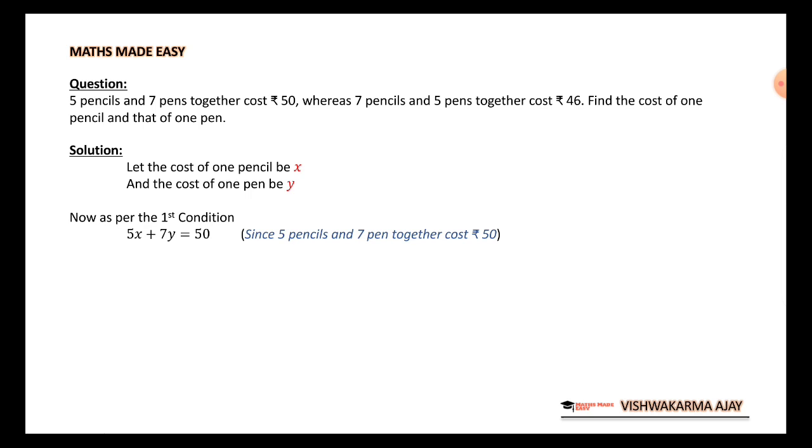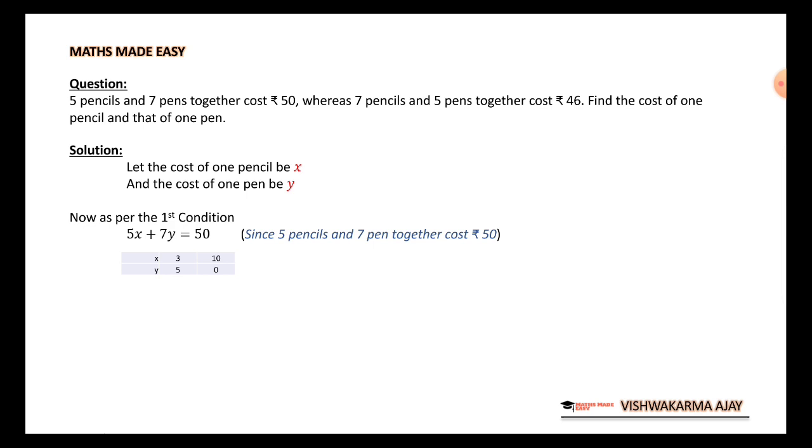5X, in place of pencil I will substitute X, in place of pen I will put Y. 5X plus 7Y is equal to 50. Again we will be substituting the value of X or Y to find the value of the other.